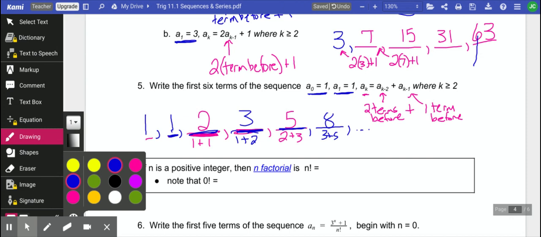You may recognize this one. This is called the Fibonacci sequence. But the Fibonacci sequence is found recursively. You have to know the terms before it to find whatever term you're looking for. All right.